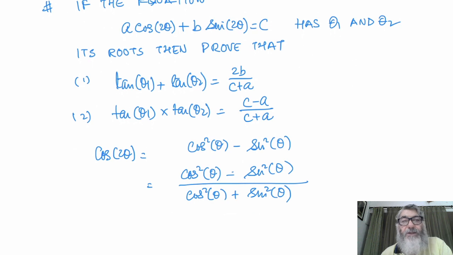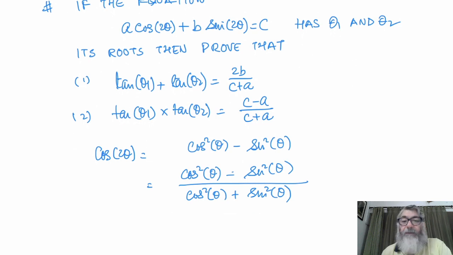What is the value of cos square theta plus sin square theta? The value is 1, because sin square theta plus cos square theta is 1. So any expression divided by 1 does not change the expression. So cos square theta minus sin square theta divided by 1 will remain the same, and 1 is cos square theta plus sin square theta. It will change the shape of the question, but the meaning remains the same.